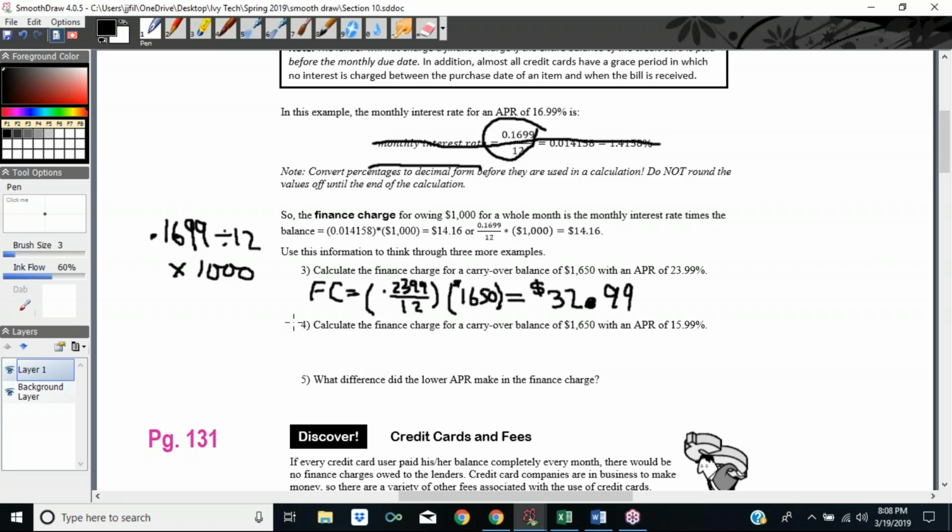So what I want you to do is take a second and do number 4 and 5. I'll give you a minute to do that, okay? When you have number 4 and 5 done, go ahead and put a hand raise in the chat box.